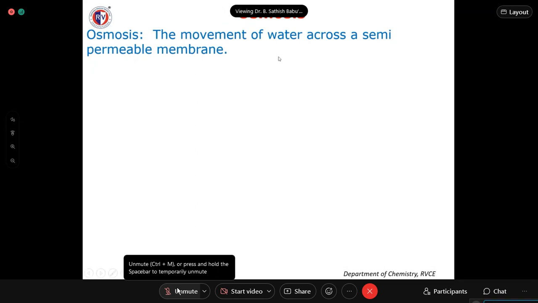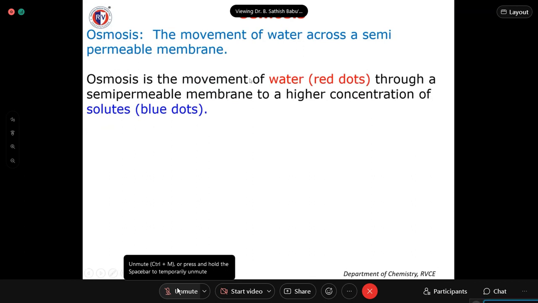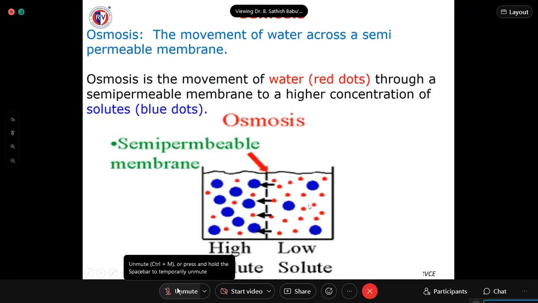Osmosis is the movement of water across a semi-permeable membrane, from the lower concentration side to the higher concentration side. Now, in this figure, the red dots are water, and the blue dots are solutes or salts dissolved in the water. Here the concentration is very low on this side. I think you are following this figure.